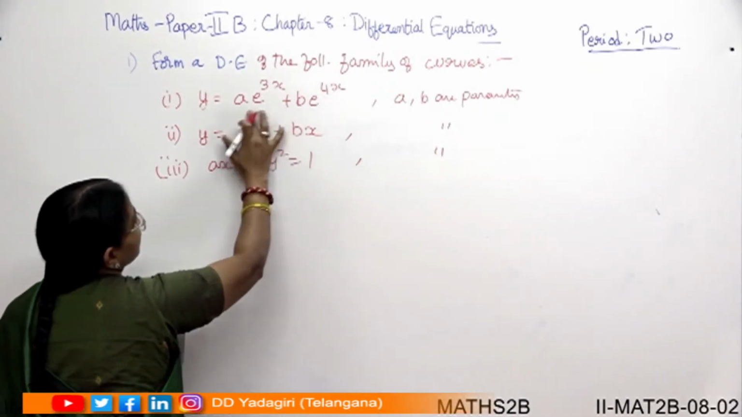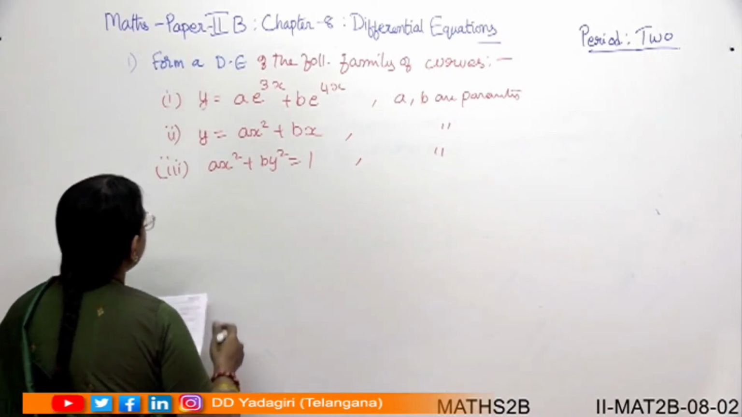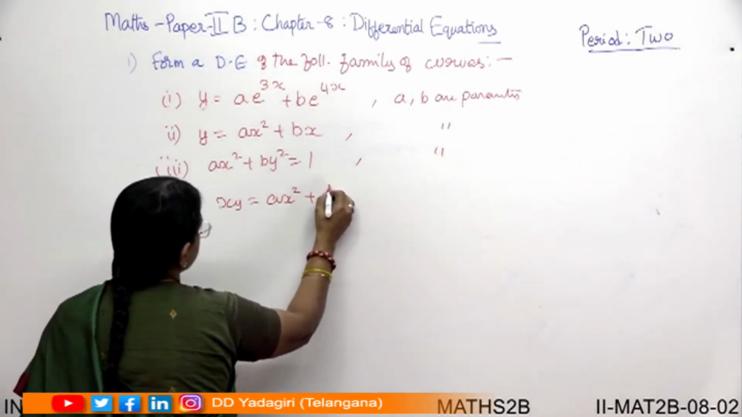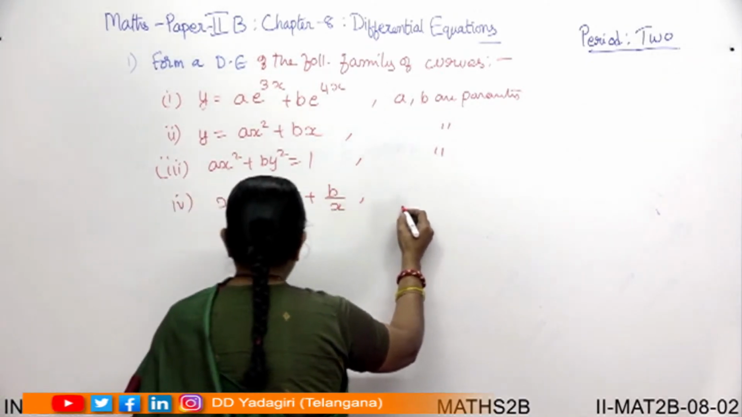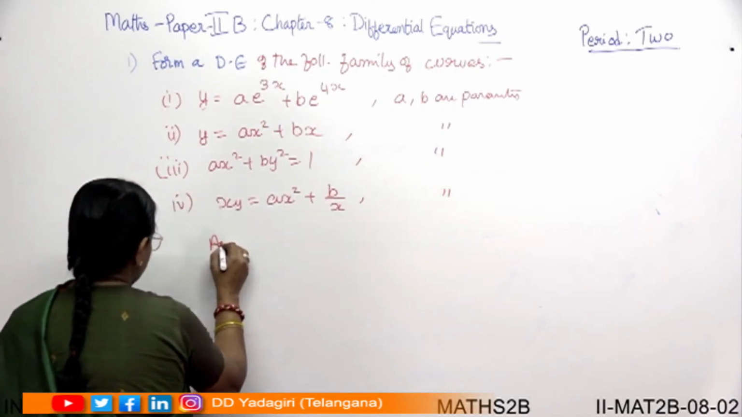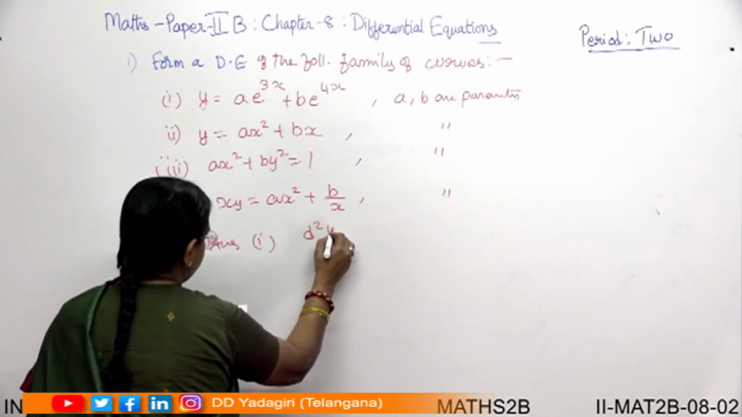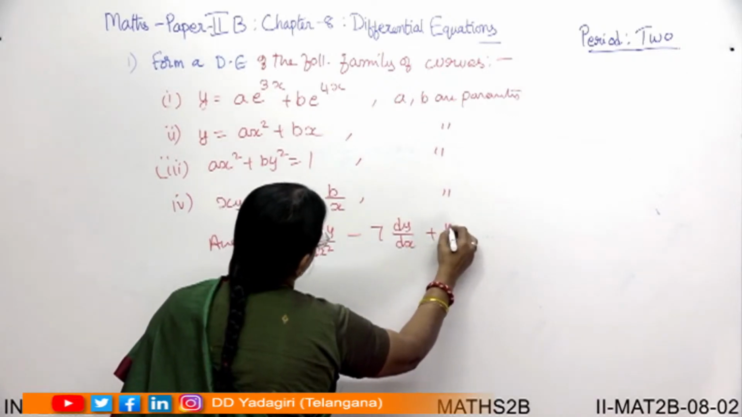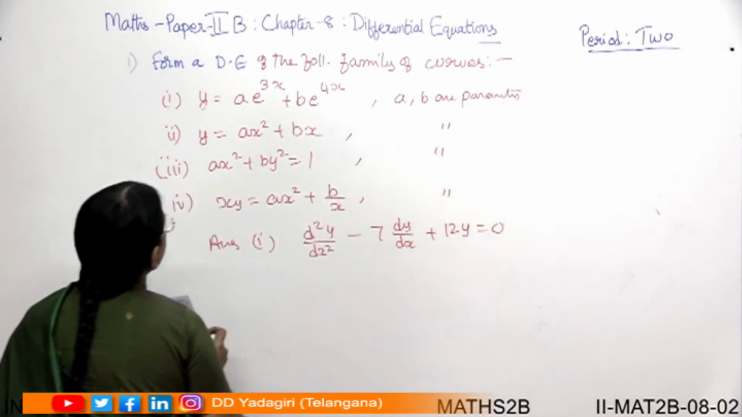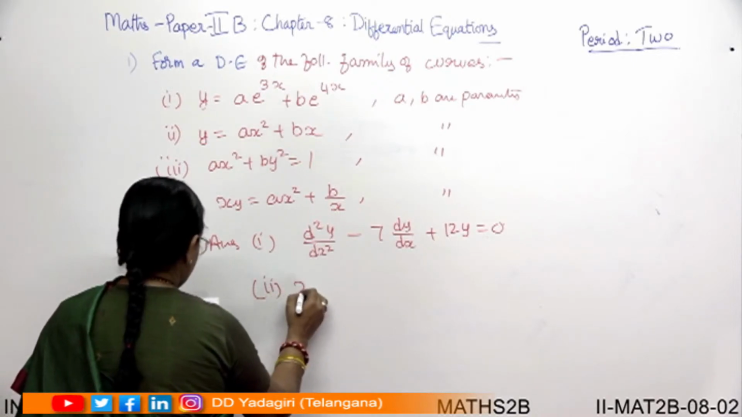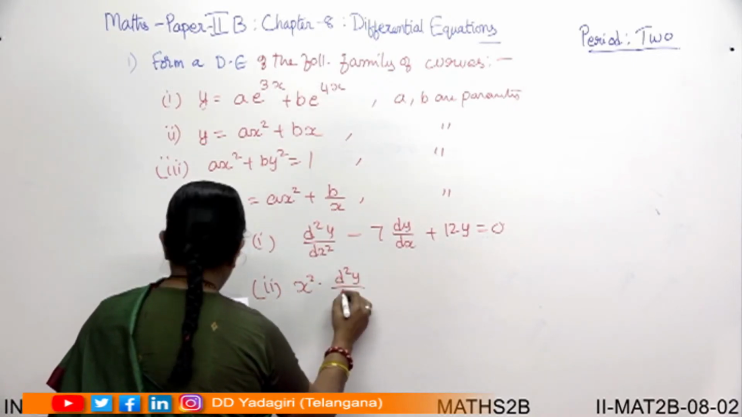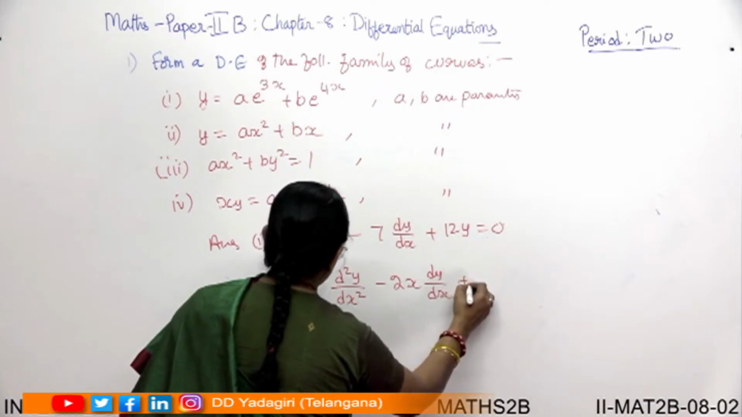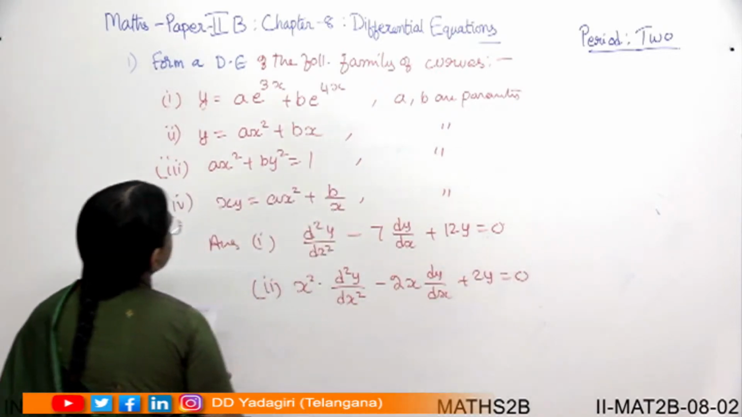You will differentiate two times. You can easily eliminate. Next, the fourth one, xy is equal to ax square plus b by x. So here a, b are parameters. So the answers are, for the first one it is d square y by dx square minus 7 dy by dx plus 12y is equal to 0. Now second one, x square into d square y by dx square minus 2x into dy by dx plus 2y is equal to 0. Just try this problem.